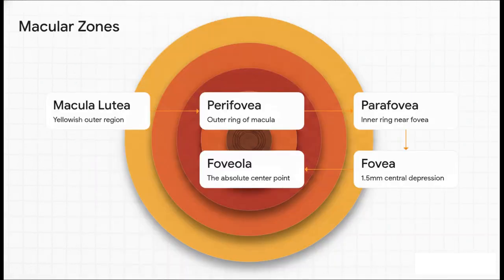It builds this perfect visual bullseye. You start at the outer edge with the macula lutea, step inward to the perifovea, and then the parafovea. As you keep zooming in, you hit the fovea, which is a mere 1.5 millimeters across. And finally, right in the middle, you reach the absolute center, the foveola. This tiny little bullseye is the absolute peak of human visual resolution.